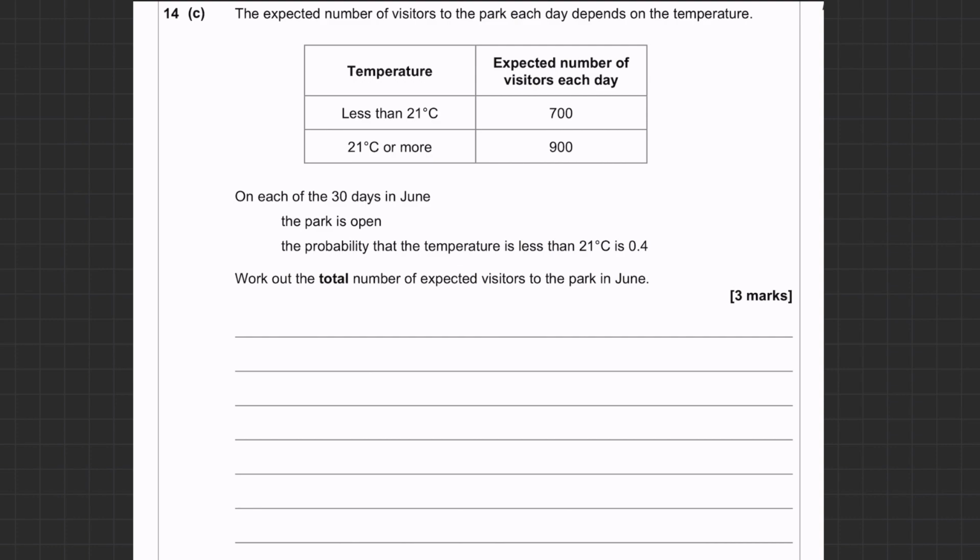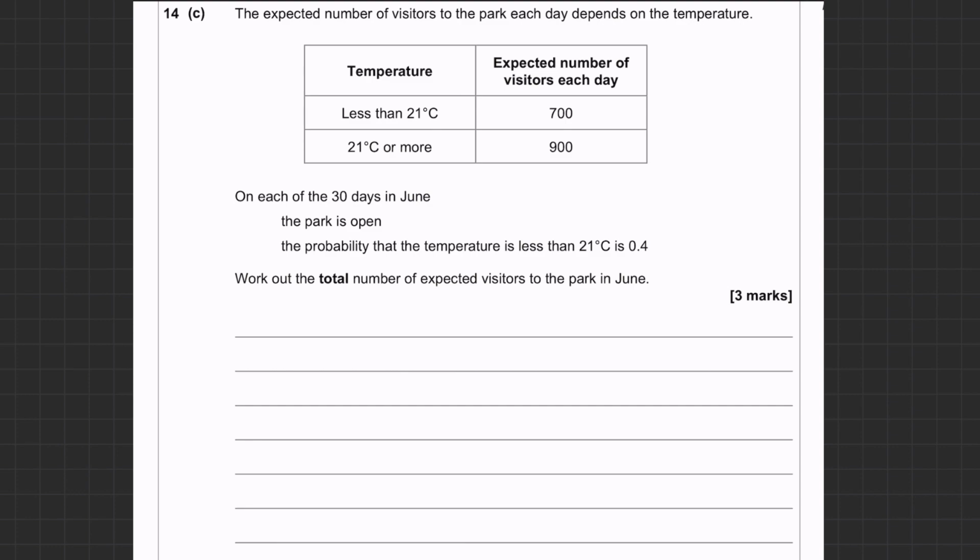Part C, it says the expected number of visitors to the park each day depends on the temperature. I think we can all expect that. On each of the 30 days in June, the park is open, and the probability that the temperature is less than 21 degrees is 0.4. Work out the total number of expected visitors to the park in June.